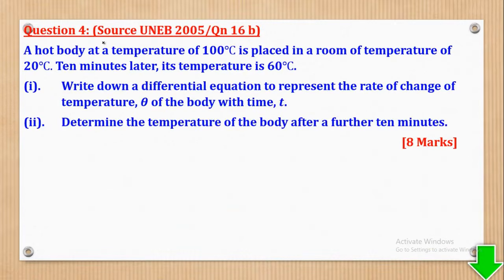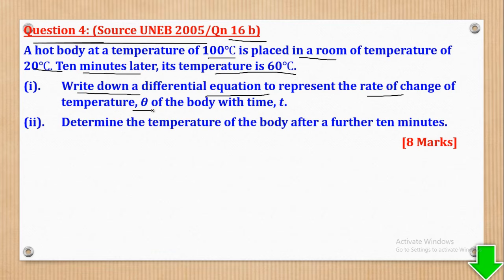So now we shall go to question 4, which came from UNEB 2005, paper 1, question 16b, and says, a hot body at a temperature of 100 degrees Celsius is placed in a room of temperature 20 degrees Celsius. 10 minutes later, its temperature is 60 degrees Celsius. Write down a differential equation to represent the rate of change of temperature, theta, of the body with time. And Roman 2, determine the temperature of the body after a further 10 minutes.